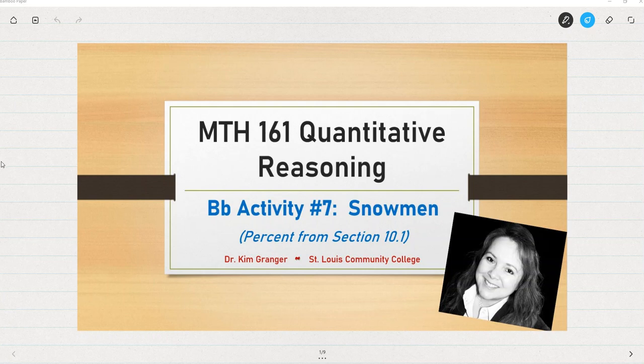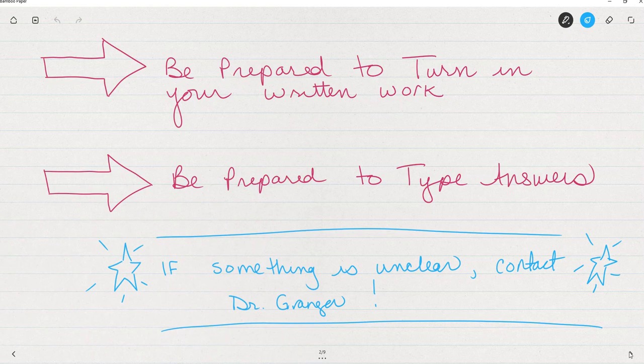I'd like to walk you through the How Do Snowmen See in a Blizzard activity. This activity is applying percents. The first step is to really understand what a percent is. So that's where we'll start, and then we'll work through the 10 examples in this activity.